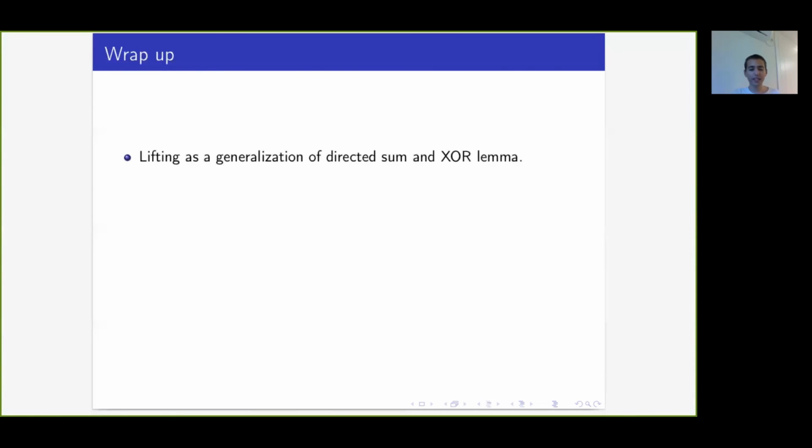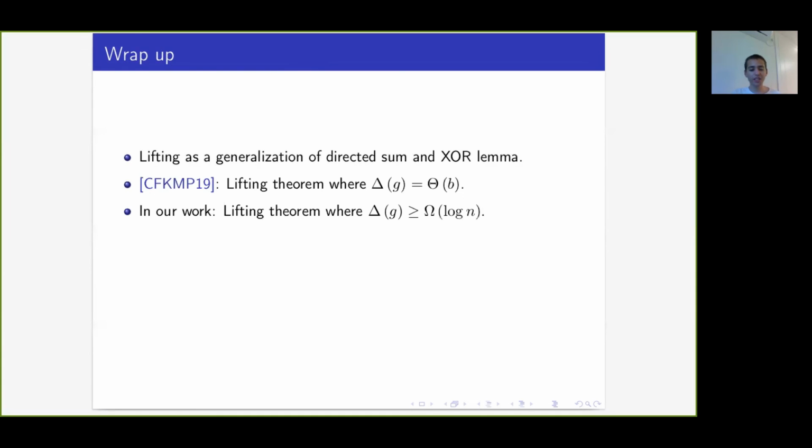To wrap up, in this talk, we started by discussing the connection between the direct sum question and the XOR lemma to lifted problems. Next, we saw that Chattopadhyay et al. proved a lifting theorem where delta of g is equal to theta of b. In our work, we generalize this result and only require that delta of g is bigger than log n times some constant. We then talked about some ideas from the proof.